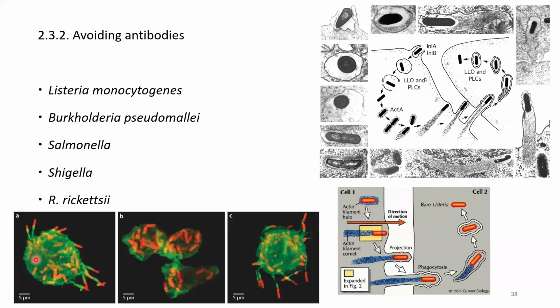The green is the color that stains the actin filament. You can see these bacteria control our actin filament and make them project into the next cell nearby. Okay.